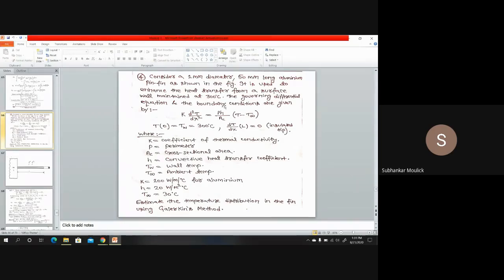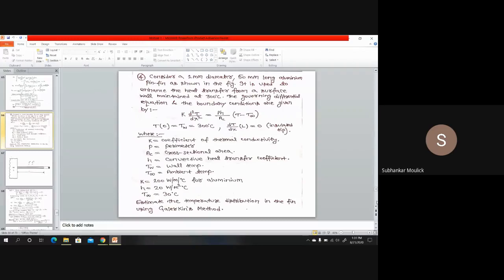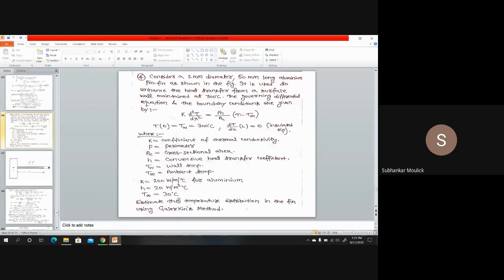P is the perimeter of the cross section of the fin. Ac is the cross sectional area of the fin. h in this expression is the convective heat transfer coefficient. TW is the wall temperature given. T infinity is the ambient temperature. And that ambient temperature value is given to you, that is 30 degrees centigrade.